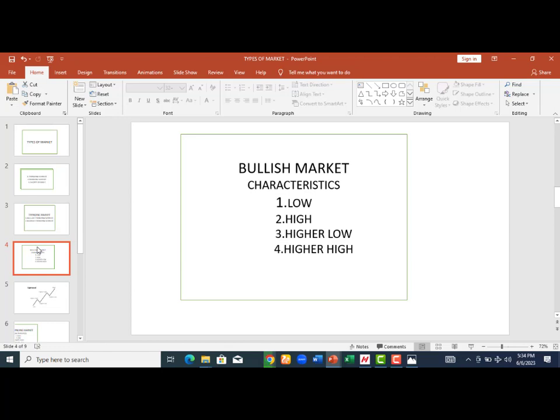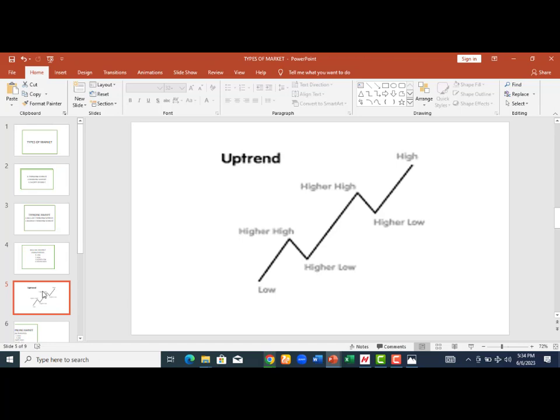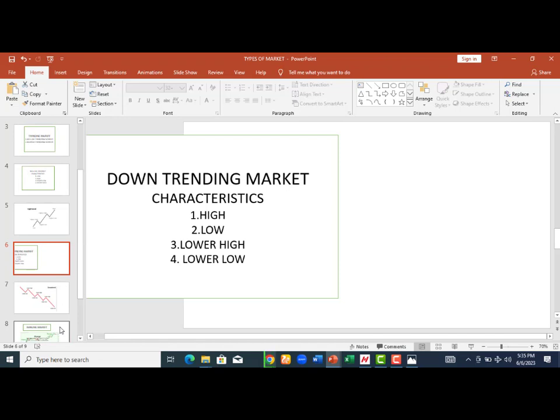So we went ahead to give you a practical example here, which is the diagram here. This is the low, this is the high, higher low, higher high, higher low, higher high. And we also established that if you wish to buy in an uptrending market, wait to buy at the higher lows. When the market makes a low or a higher low, you can now take entry for a buy in that particular market. We also went ahead to talk about the downtrending market.